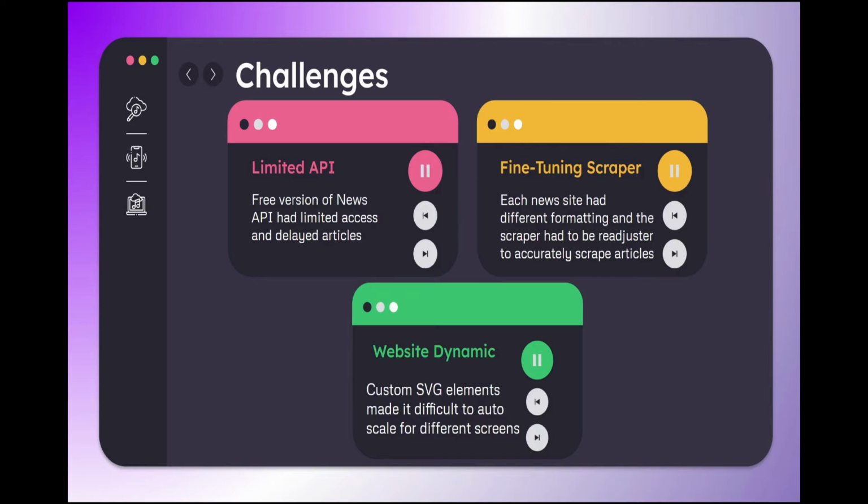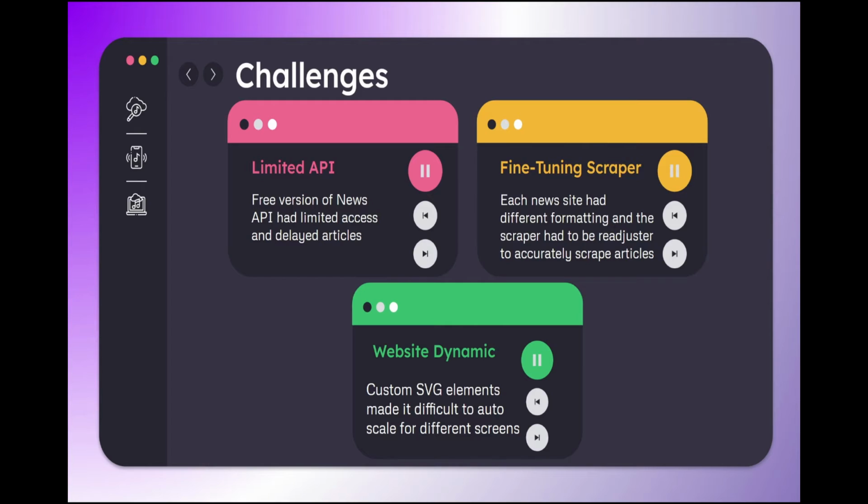While creating Soundbytes, we ran into many problems, but 3 of the most important problems that we ran into were, one, the limited API. We used a free version of News API that had limited access to information and delayed articles by weeks, which negatively impacted the accuracy and relevancy of our article summary.